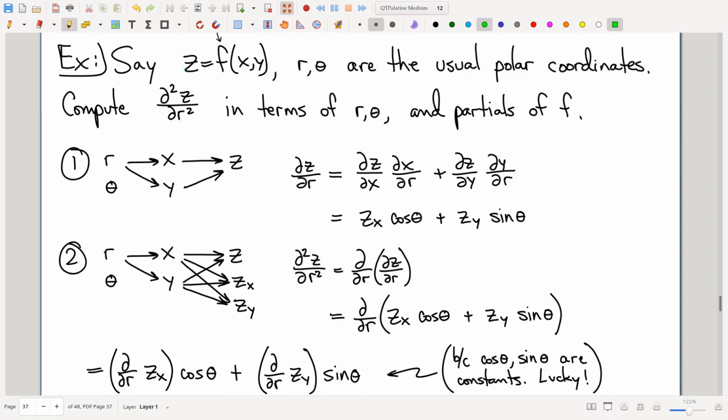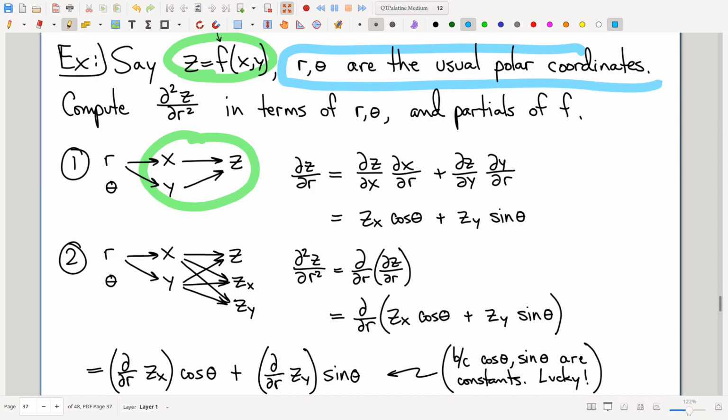So z is given as some function of x and y. Let's build our diagram. That's what we got. And then r and theta are polar coordinates. Now, think back to polar coordinates. How do polar coordinates work? x and y are r cosine theta and r sine theta. x and y are functions of r and theta. Let's put that on our diagram too.